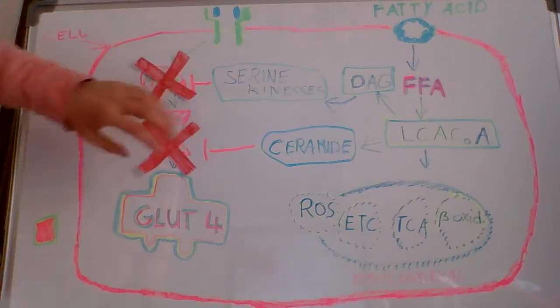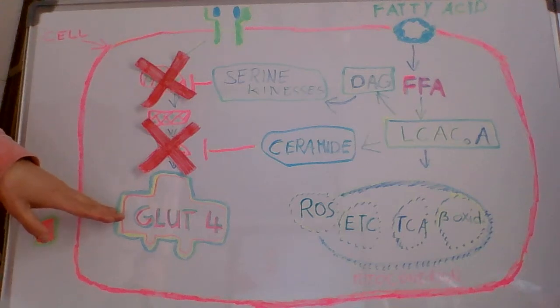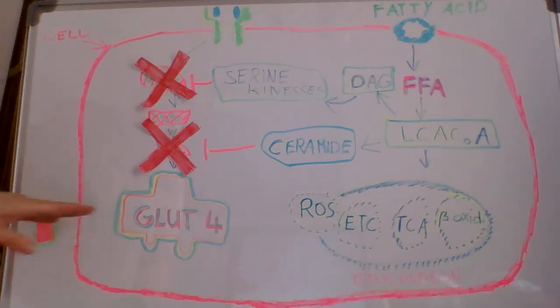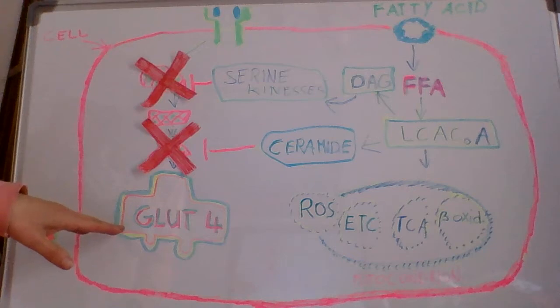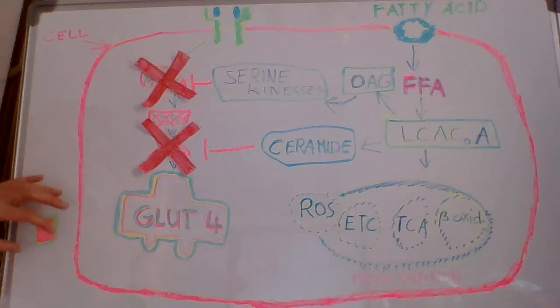It will stop here. GLUT4 won't be activated, and when GLUT4 is not activated, it cannot go to pick up the sugar. So sugar will stay outside of the cell, inside our bloodstream, giving us high blood sugar level.